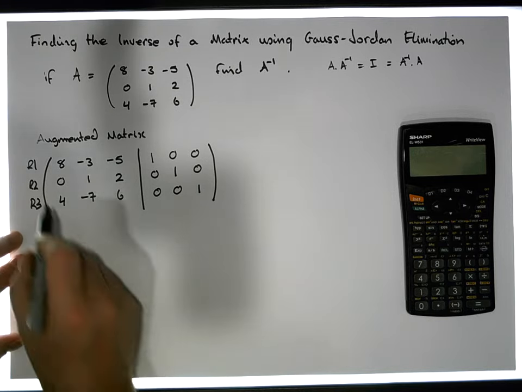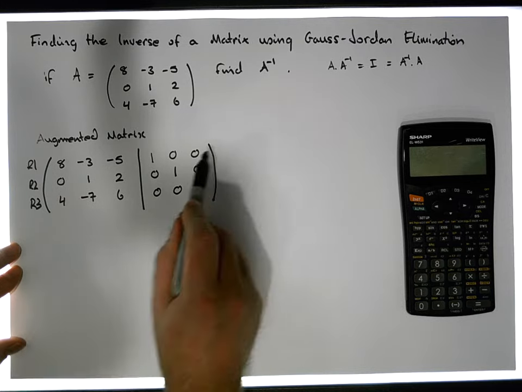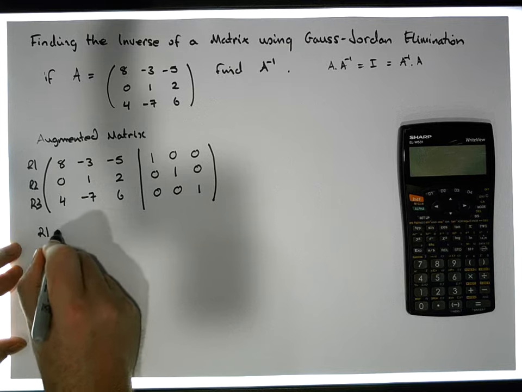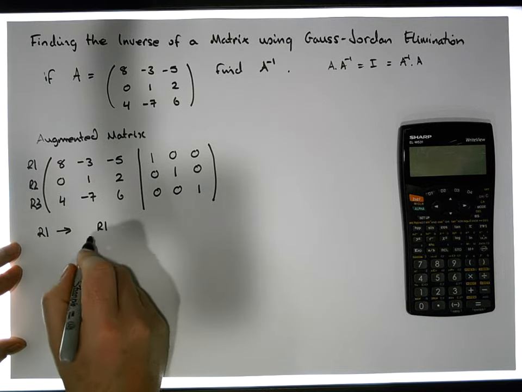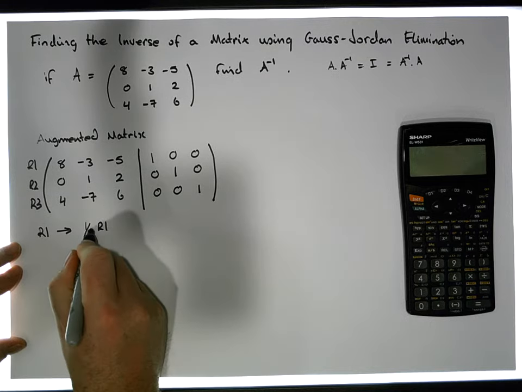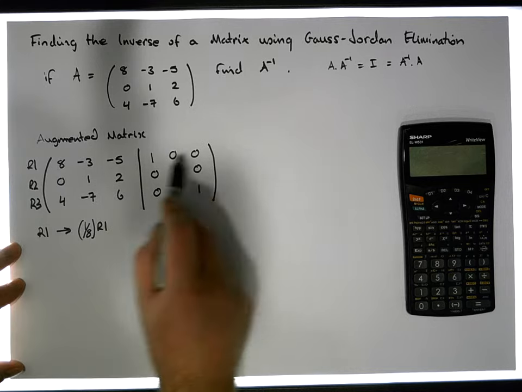So I'm going to update row 1 by dividing across by 8. The way I'm going to write that down is I'm going to say row 1 is going to become row 1 multiplied by 1/8. So it's going to be multiplied by 1/8, and that's how I'm going to update row 1. So let's do that particular operation.